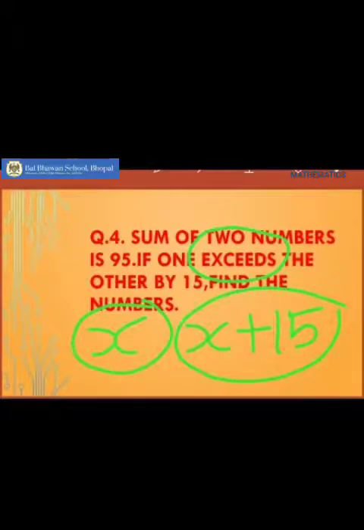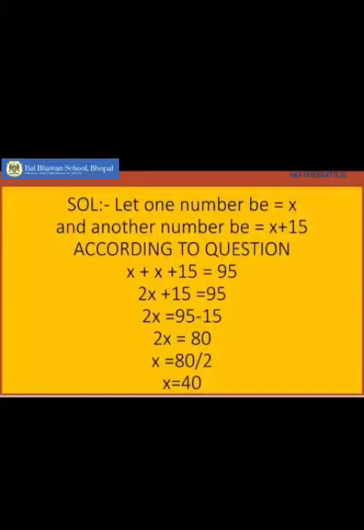Now they are saying that the sum of two numbers is 95. Using this information, I am going to frame the linear equation in one variable. Let's see that. So here I have written what I have assumed, one number to be x and another number to be x plus 15. Now according to the question, students, the sum of both the numbers is 95. So I have written it here.